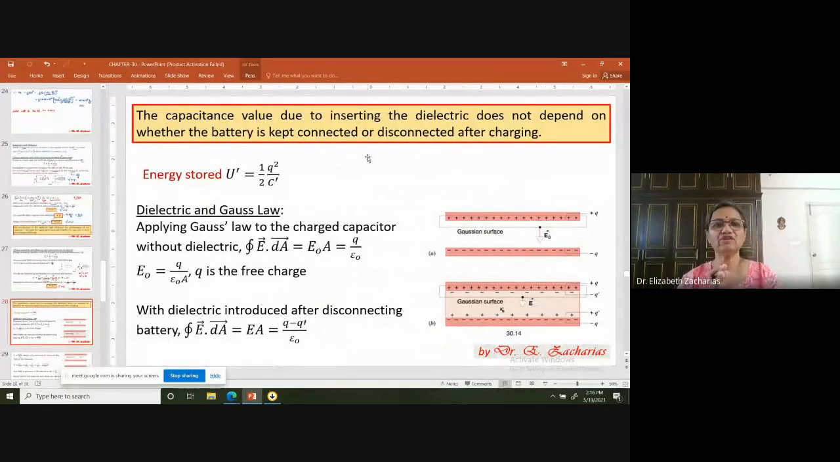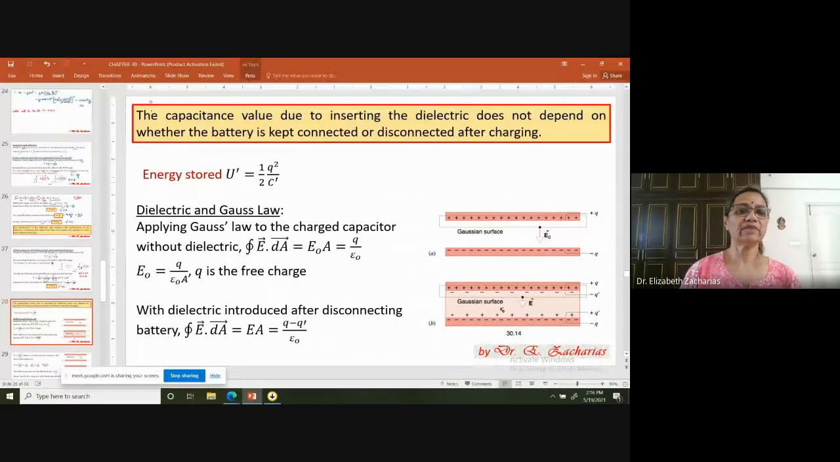So we are able to right now conclude that the capacitance value increased by a factor kappa E, just as in the previous case. So you conclude that the capacitance value of any capacitor will increase by a factor kappa E and does not depend on whether you're going to pull out the battery first or you're going to insert keeping the battery. It doesn't matter. Okay, so that's one thing that you're seeing. Now let us come to energy.